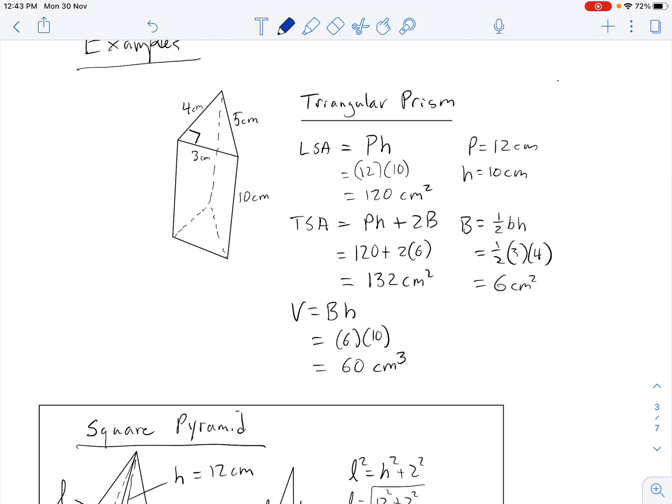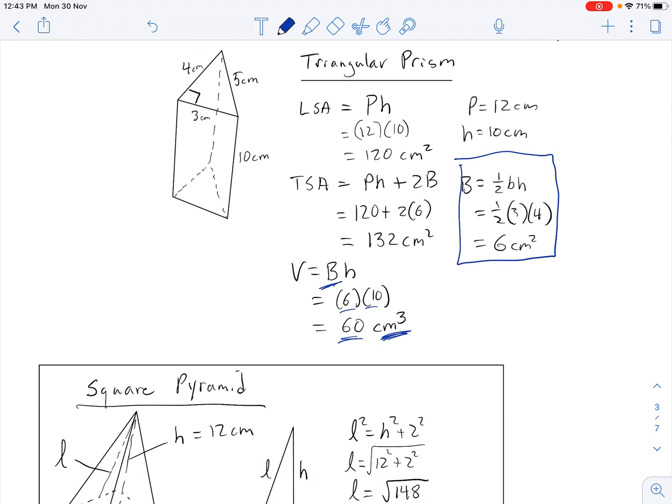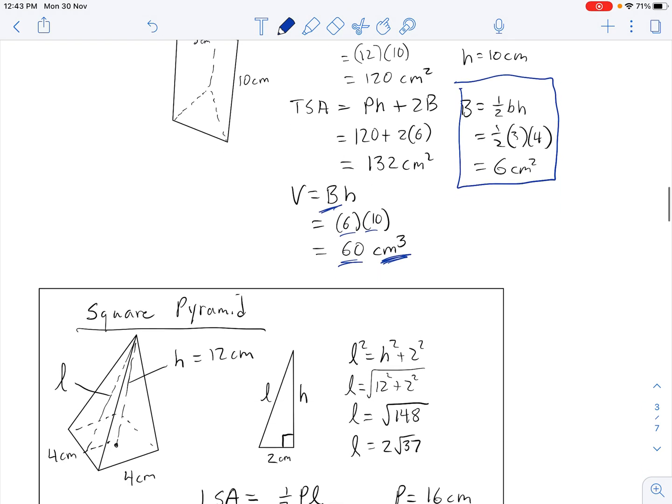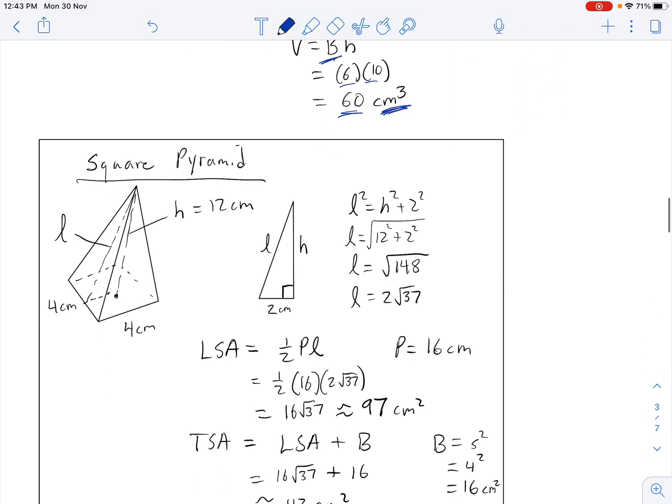Here's our triangular prism. Our base area we calculated over here. The triangle area, 1/2 base times height, is 6. The height of the prism is 10. So 6 times 10 is 60 cubic centimeters. Notice the units are now to the third power because we're counting how many little cubic centimeters, actual little cubes, fit inside that prism. It'd be exactly 60, even though it's triangular, which is kind of interesting.